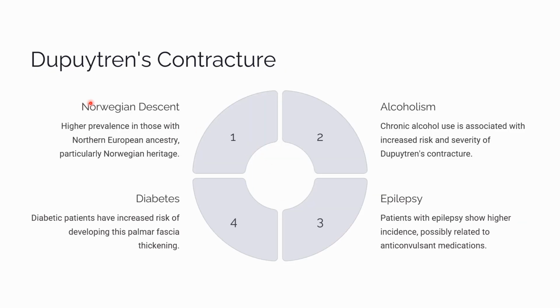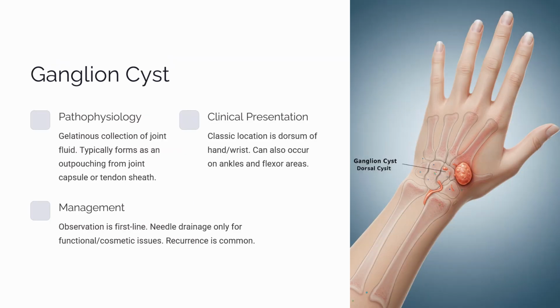Let's come to another condition, which is Dupuytren's contracture. Dupuytren's contracture has a varied etiology. It is highly prevalent in those with northeastern ancestry, like Norwegian heritage. They are more prone to Dupuytren's contracture. Chronic alcoholism is associated with increased risk and severity of Dupuytren's contracture. Patients with epilepsy show higher incidence, possibly related to anticonvulsant medications. Diabetic patients have increased risk of developing palmar fascia thickening too.